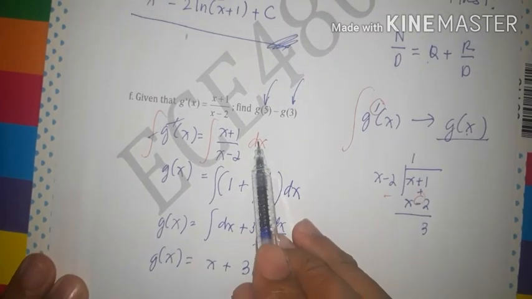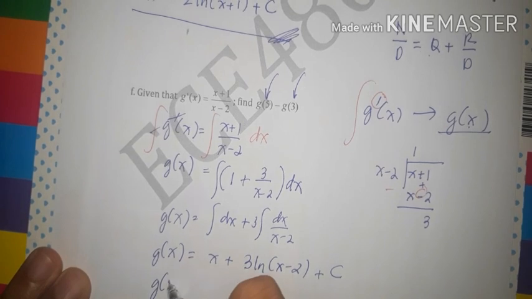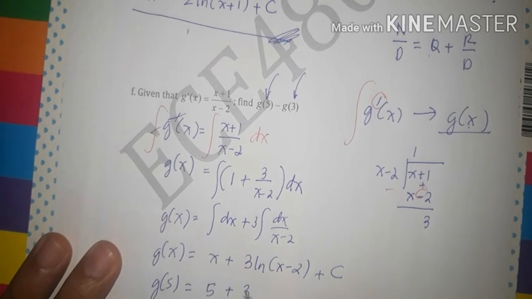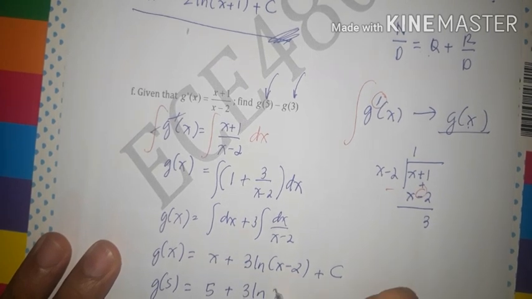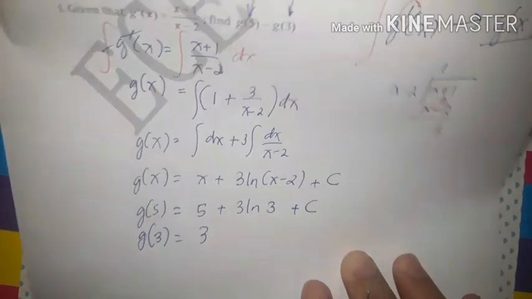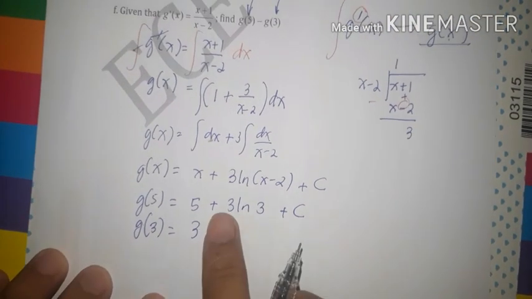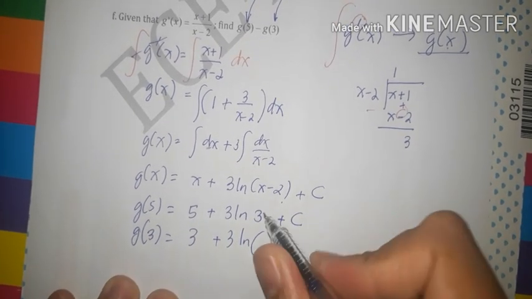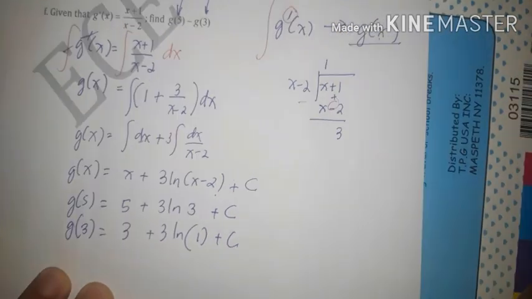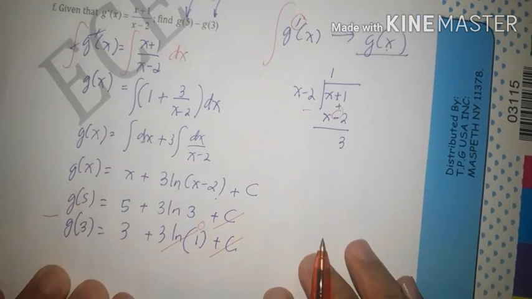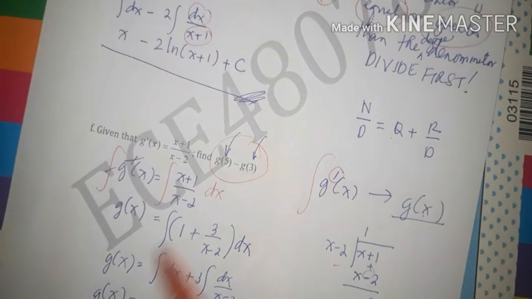So evaluating g of 5. What's g of 5? G of 5 is substituting 5 for all the x. That's 5 plus 3 ln of (5 minus 2), which is 3, plus c. What's g of 3? Substituting 3 naman. G of 3 is 3 plus 3 ln of (3 minus 2), which is 1, plus c. But ln of 1 is 0. Then c cancels out with c because you need to subtract the two equations as required.